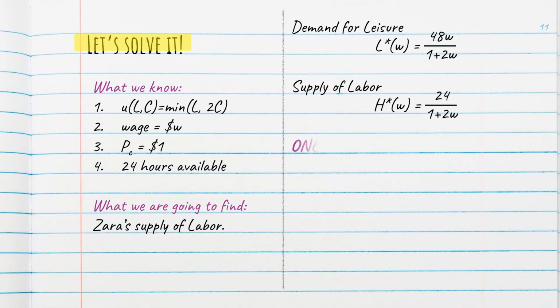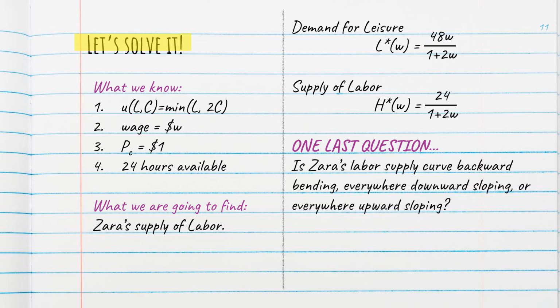Okay, we have one last question we're going to answer now that we have our demand for leisure and our supply of labor curve. We want to know, is Zara's labor supply curve backward bending, everywhere downward sloping, or everywhere upward sloping? To answer this question, we need to look at the sign of the derivative of the supply of labor. So we're looking for H prime of W.